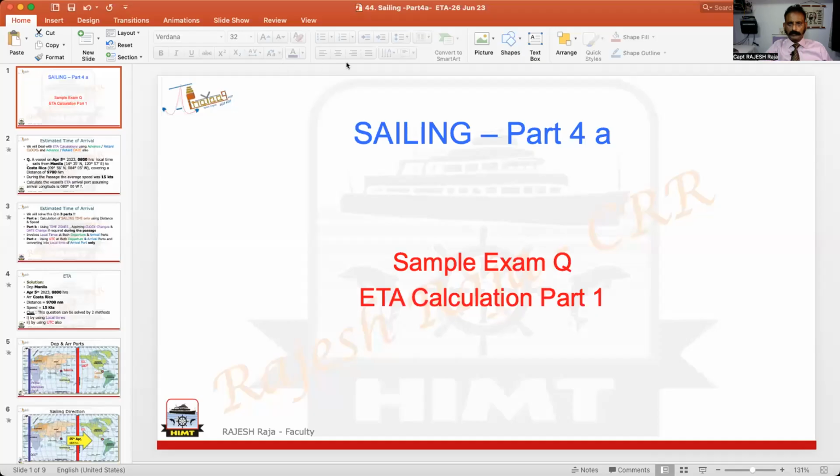Today I'm going to solve one exam question that was a request from one of the students, and it's based on a concept which we have already done. We have done this ETA calculation already.